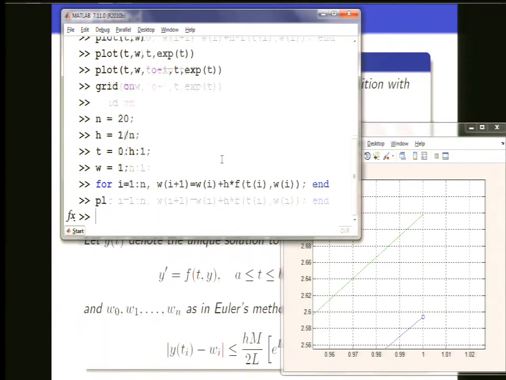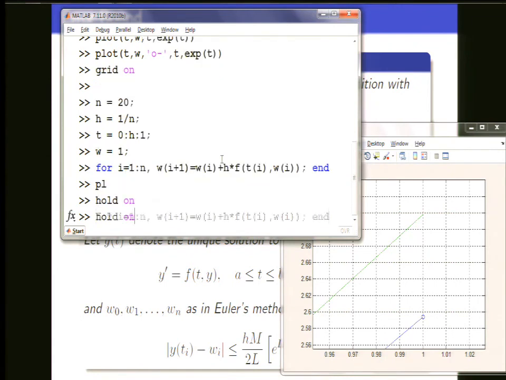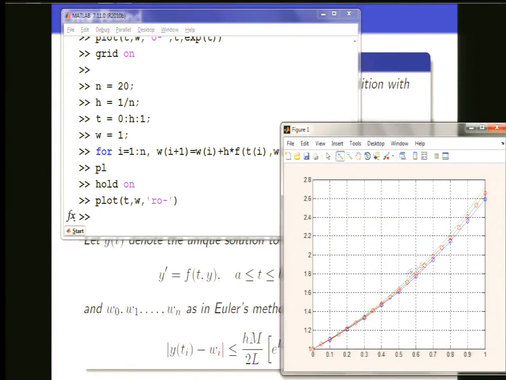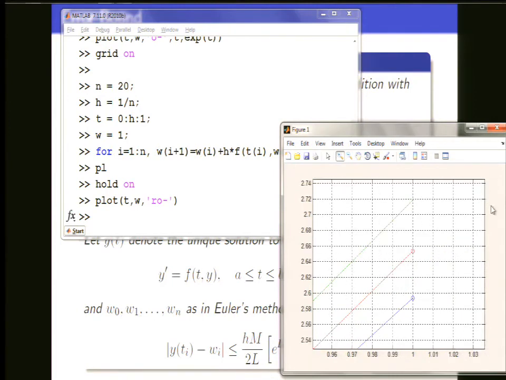And now I want to keep the old one, so I'm going to do a hold on here. Let's make this guy red. All right? And excellent. Here comes this other guy. It took 20 steps, and it seems to be better, but only half better. Twice as much work and twice the accuracy. It's a linear method, order h. It's kind of pathetic, but it works.